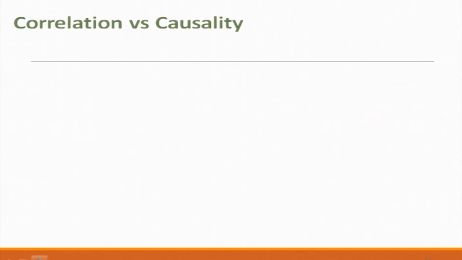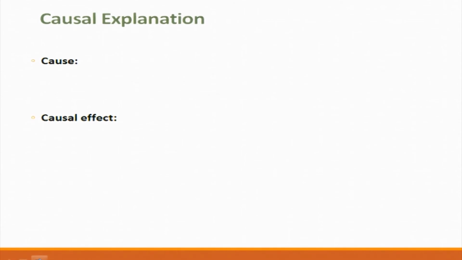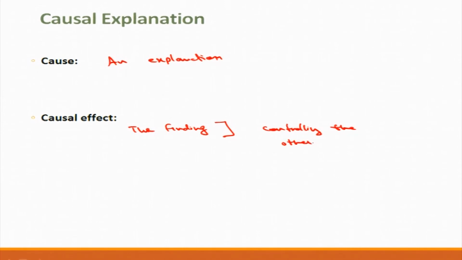So what do we have? We have a cause. A cause is an explanation of some characteristics, some attribute, some behavior of groups or individuals, other entities, and we have a causal effect. Causal effect is the finding that change in one variable leads to change in another variable, all the other things being equal. The finding controlling the other variables.